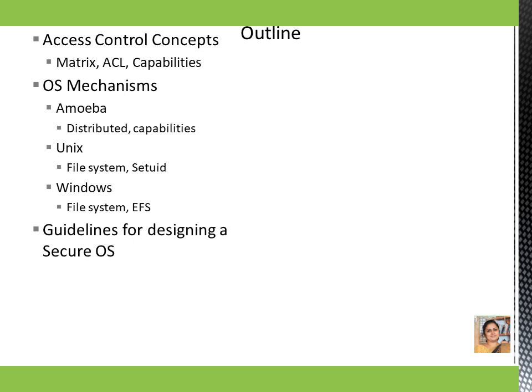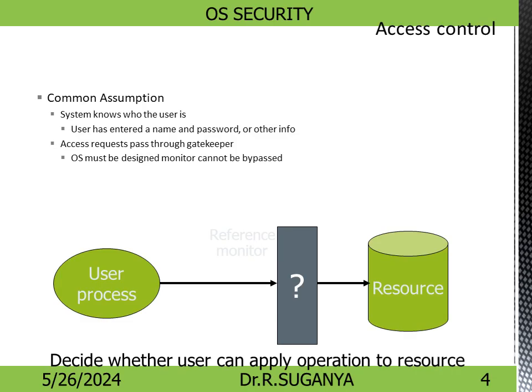Outline: access control concepts, matrix, ACL, capabilities, OS mechanisms, Amoeba, distributed capabilities, Unix file system, set UID, Windows file system, EFS, guidelines for designing a secure OS. So we have access control, with the common conception that the system knows who the user is. The user has entered a name and password or other info. The access request is passed through a gatekeeper. The OS must be designed so the monitor cannot be bypassed. It decides whether the user can apply operations to resources.